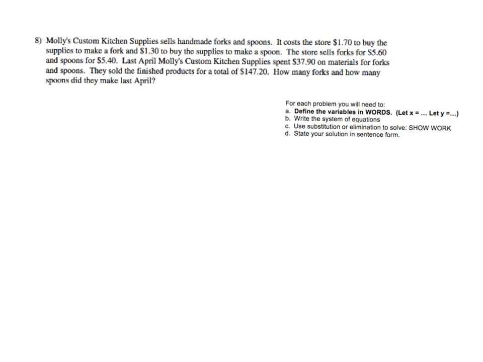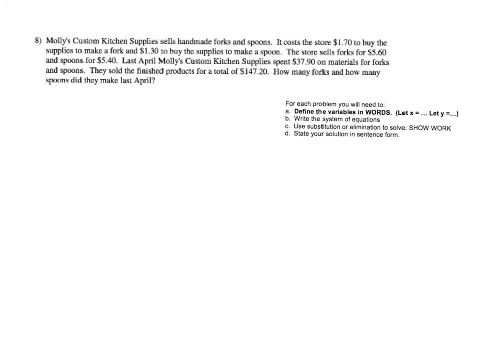There you go. This last problem states Molly's Custom Kitchen Supplies sells handmade forks and spoons. It costs the store $1.70 to buy the supplies to make a fork and $1.30 to buy the supplies to make a spoon. The store sells forks for $5.60 and spoons for $5.40. Last April, Molly's Custom Kitchen Supplies spent $37.90 on materials for forks and spoons. They sold the finished products for a total of $147.20. How many forks and how many spoons did they make last April?